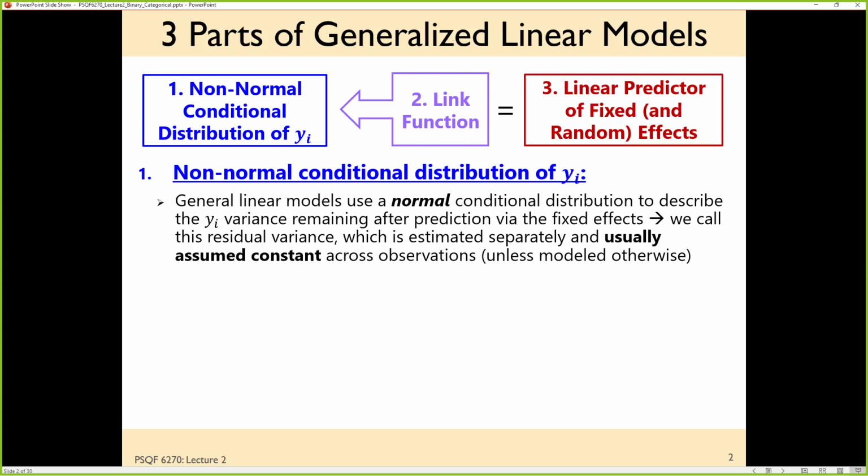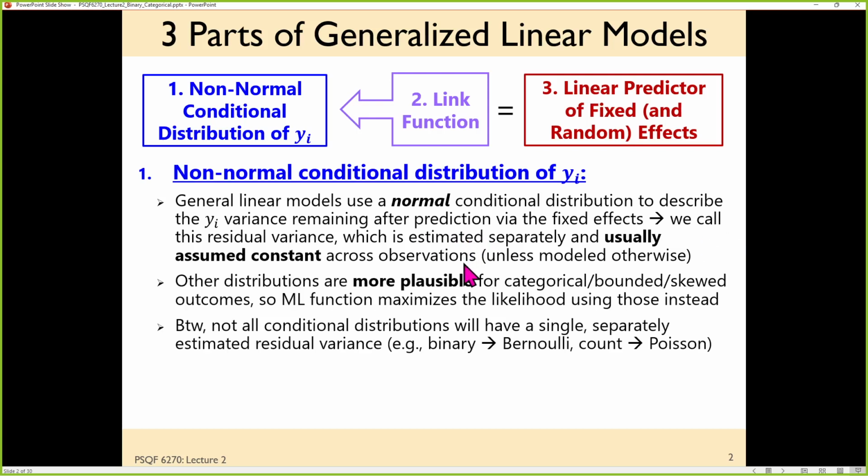That part is supposed to be normally distributed. But that's only a reasonable thing if your outcome is a continuous variable that has a reasonably symmetric distribution to start with. If that's not a reasonable thing, then we pick another one. We just change our choice. So there are built-in distributions that work much better for other kinds of outcomes because they are ranged from the possible values that your outcome can have.